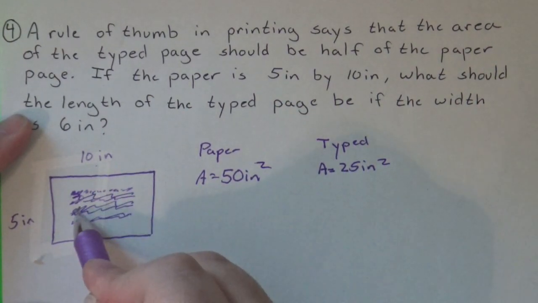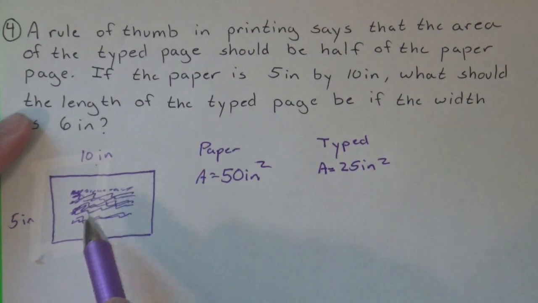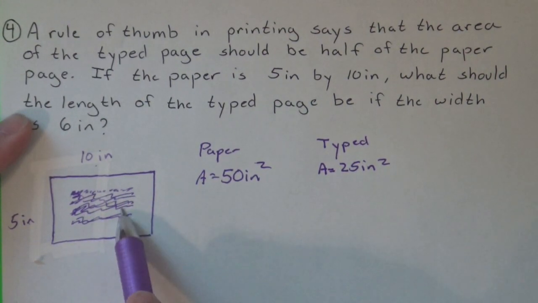Whoops, forgot to put the squares there. Say, Mr. Lewis, you're an idiot. Yes, you're exactly right. That should have said inches square. Correct me when I'm wrong. So this type page is 25 inches square.